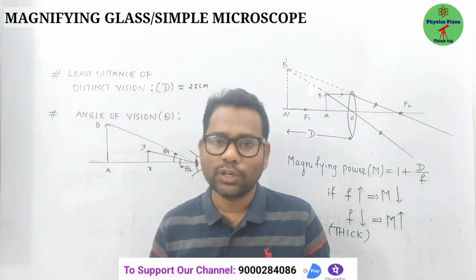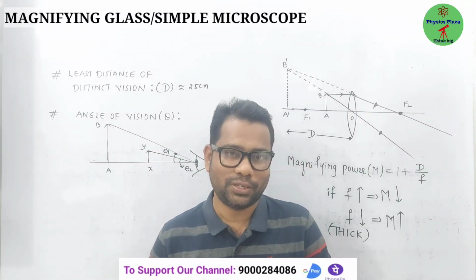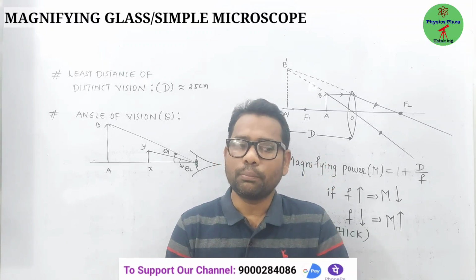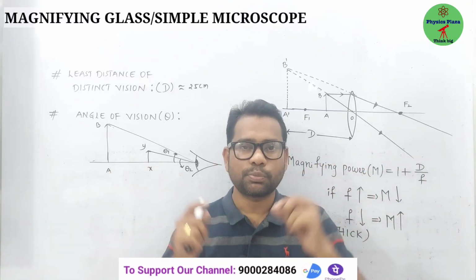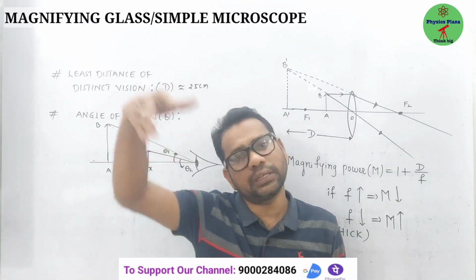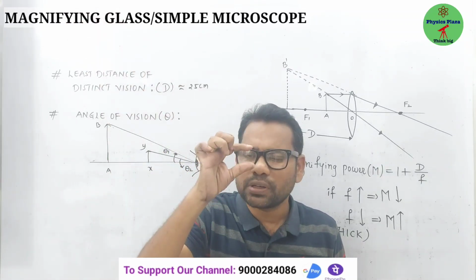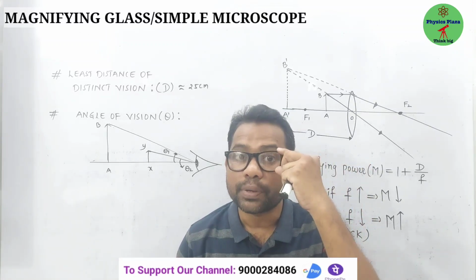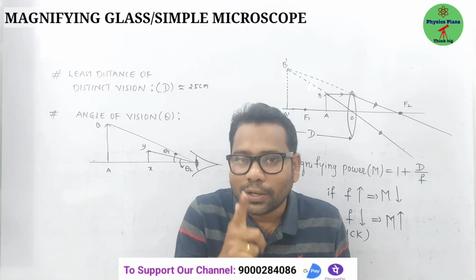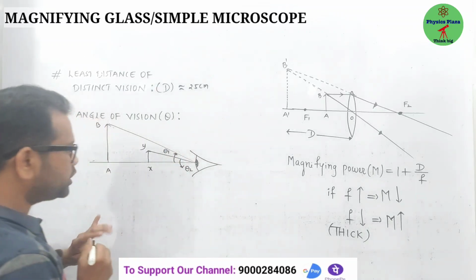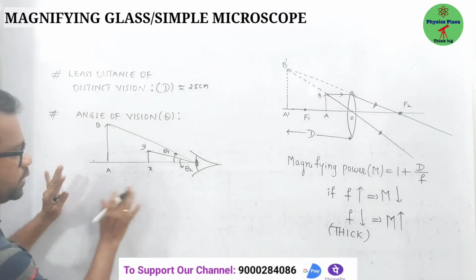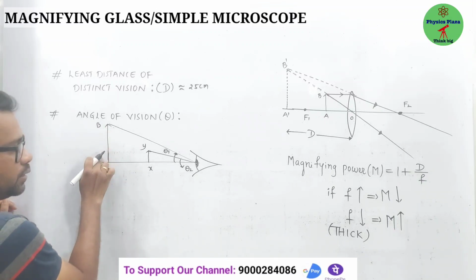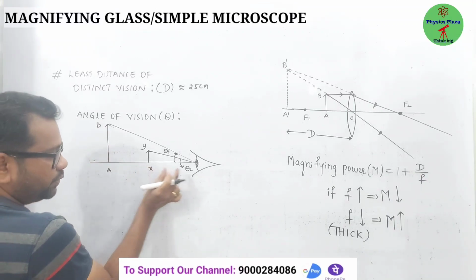Children, the size of the image depends on the angle of vision. See, some big objects appear very small. For example, if you look at a big tower that is very far, it appears very, very small. But a small object, when placed near to your eye, appears very big. What is the reason, children? Look here. Two objects are there. Why is this object appearing bigger, and why is this object appearing smaller?